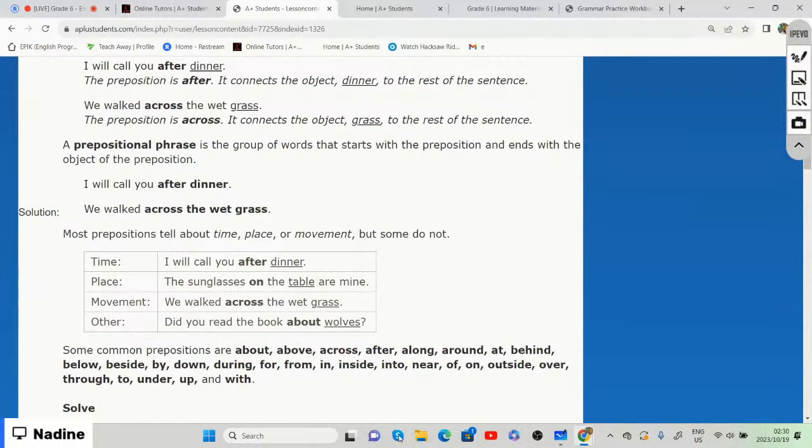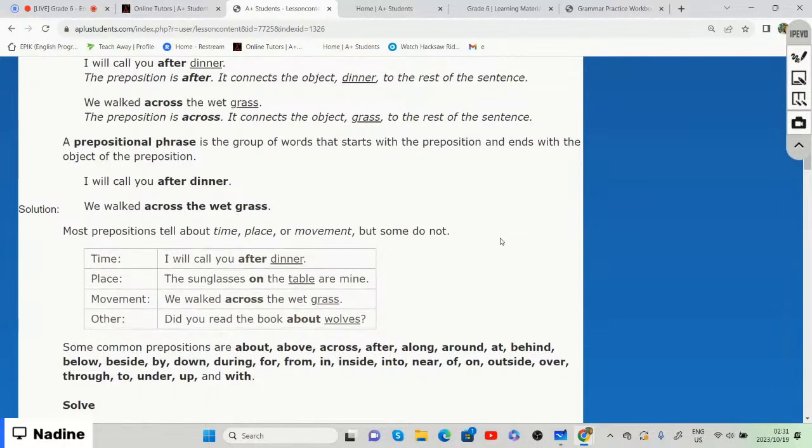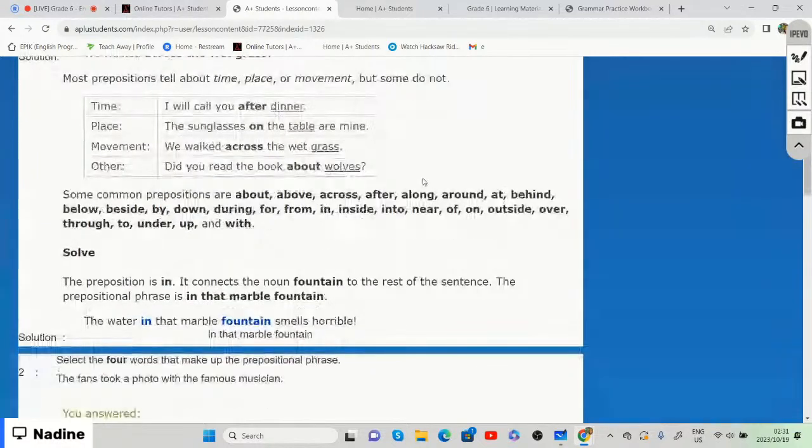And then we went over the prepositions of time, place, movement, and other, as well as some of the common prepositions.